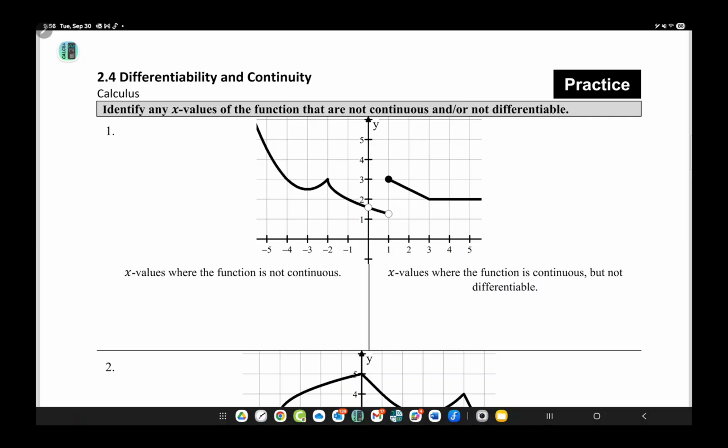You said 2.1? No, I think 12 through 14 was it? So I think I heard you say.